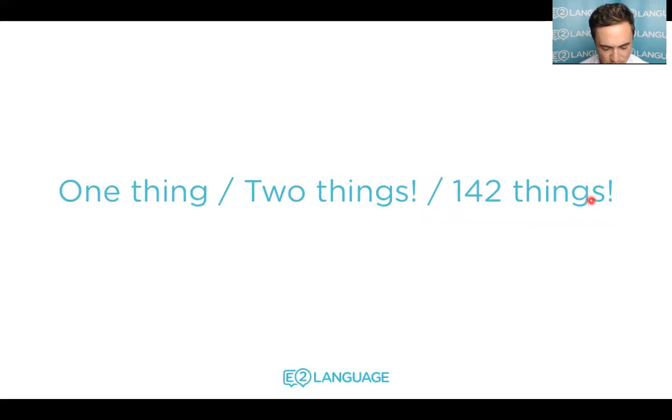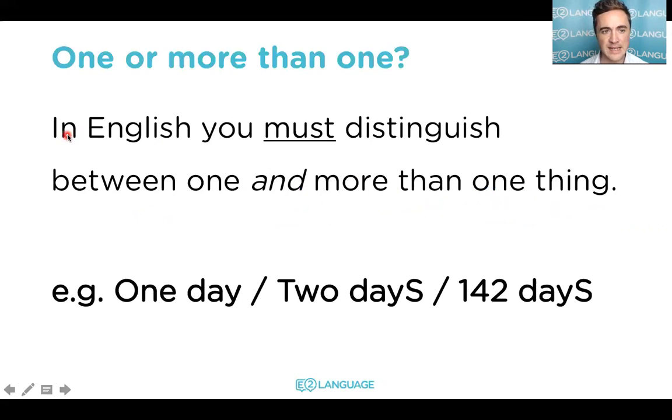Now, there's an essential rule in English that says one thing, two things, 142 things. In other words, in English, you must distinguish between one and more than one. You have to distinguish between one and more than one. Maybe you don't do this in your language. Maybe everything is singular. Maybe everything is just one. Or maybe you have one, two, or more than one, or something like that. Every language is different. But in English, we care about one thing and more than one thing.